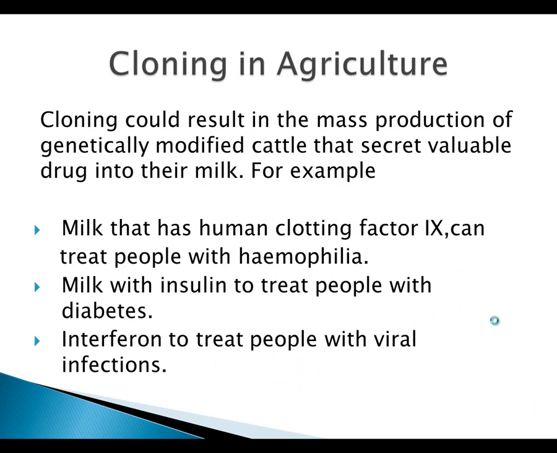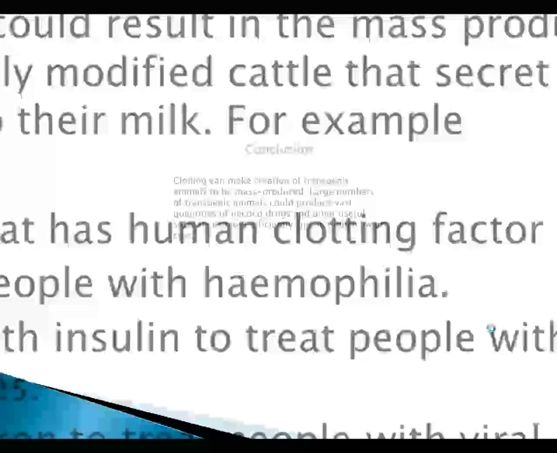Cloning could result in the mass production of genetically modified cattle that secrete valuable drugs into their milk. For example, milk that has human clotting factor IX can treat people with hemophilia, milk with insulin can treat people with diabetes, and milk with interferon can treat people with viral infections.